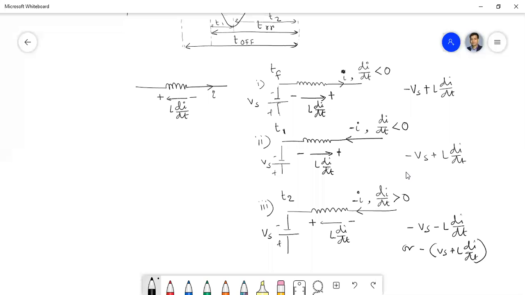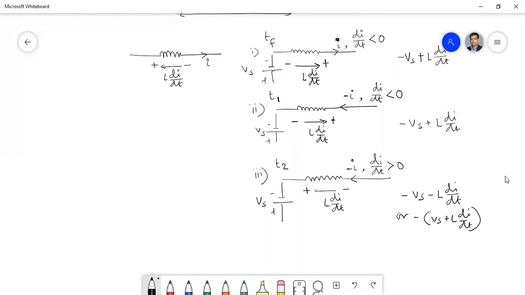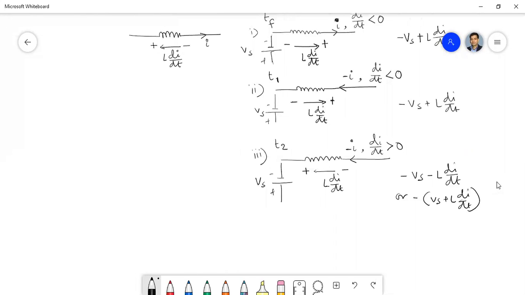So that means in the T2 state, the source voltage and the voltage induced across the inductor will be added to each other, and if that exceeds the reverse breakdown voltage or peak inverse voltage of the device, then it will damage the device, or diode in this case, unless protected. Is that clear? Are you getting it?